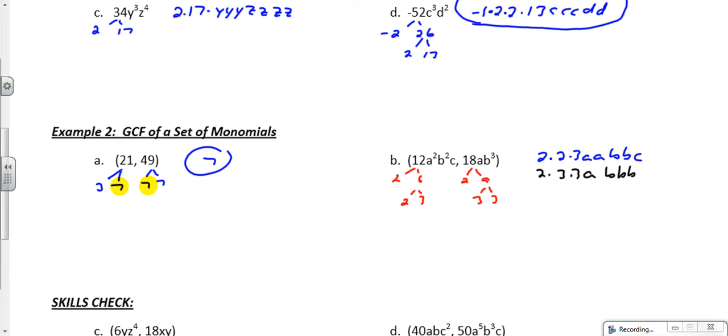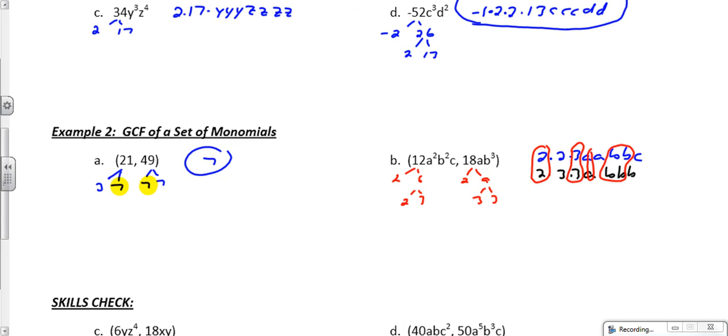Now what we're going to look for is what they have in common. Okay? Now they both have a 2. Okay? They both have a 3 at most. Now the first one has 2 A's, and then the bottom one only has 1, so in common they have 1 A. B's, they both have at least 2, or at most 2. And they do not both have a C.